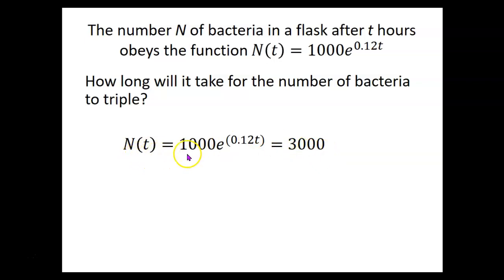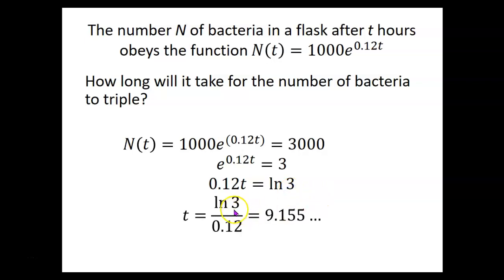Same steps that we go through. Divide both sides by 1,000. We get e to the 0.12 t equals 3. Take natural logarithms of both sides to undo the e, and 0.12 t equals the ln of 3. Divide both sides by 0.12, and we get t equals the ln of 3 divided by 0.12 is 9.155, and so on. So about 9.2 hours.